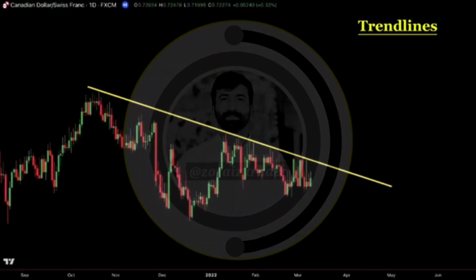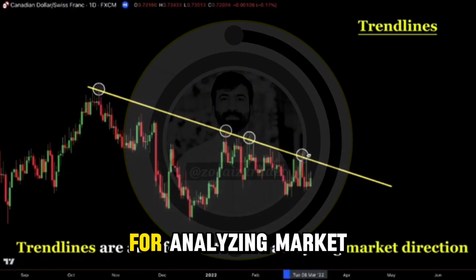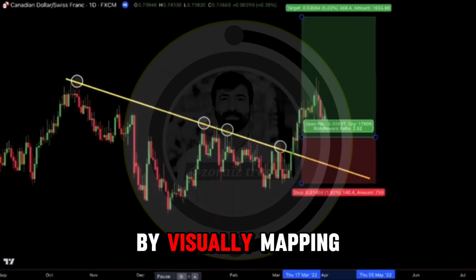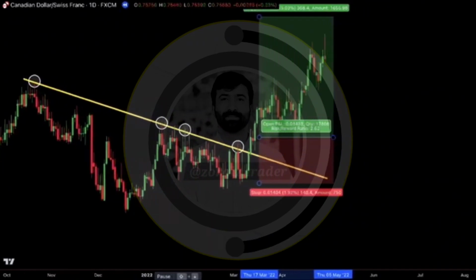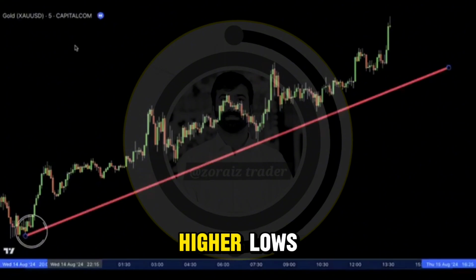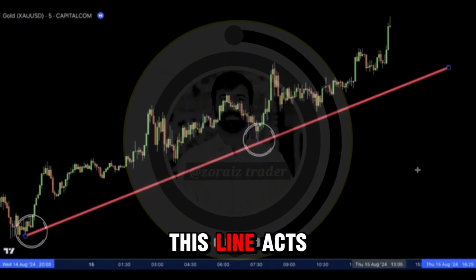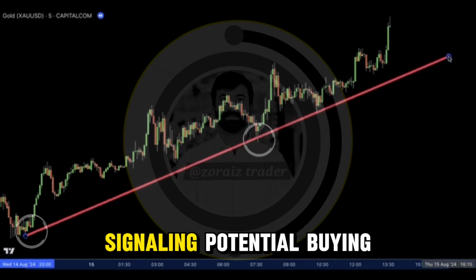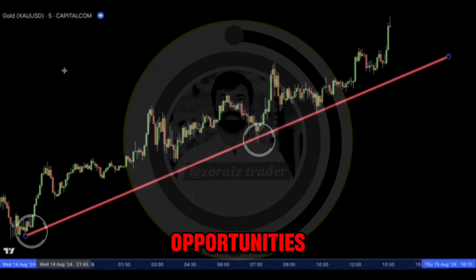Trend lines. Trend lines are an effective tool for analyzing market direction and spotting potential trade opportunities by visually mapping the market's overall trend. In an uptrend, draw a trend line by connecting higher lows. This line acts as dynamic support, where the price often bounces upward, signaling potential buying opportunities.